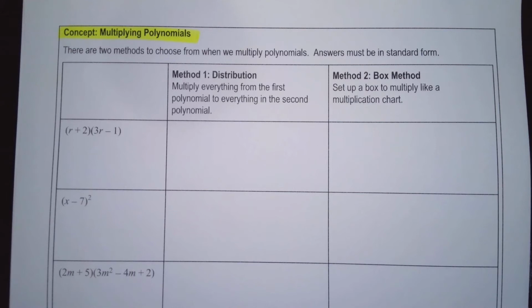So, I have my examples along the side here. We're going to do distribution first for each one, and then we will do the box method. Our first one, we have r plus 2 times 3r minus 1. Oh, and I should mention what each method does. Method 1, distribution: multiply everything from the first polynomial to everything in the second.